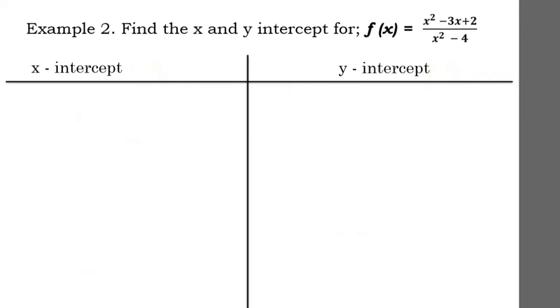Another example: find the x and y-intercept for f of x equals x squared minus 3x plus 2 over x squared minus 4. As we can see, both the numerator and the denominator are factorable. First, we're going to change f of x to y, and then let us factor the numerator.